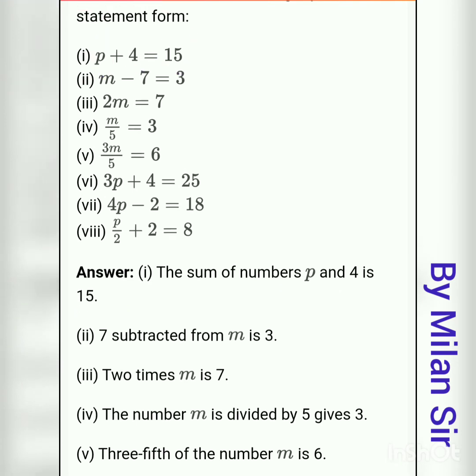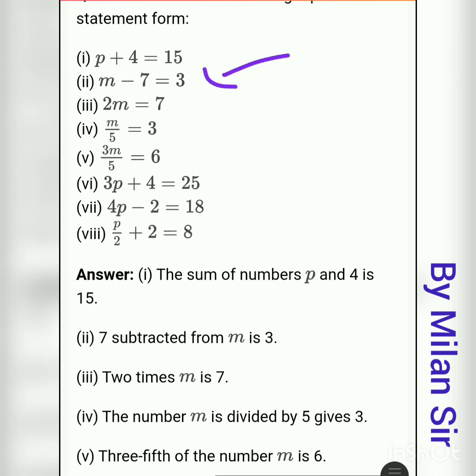Okay, second, m minus 7 is 3, so we can write 7 subtracted from m is 3. In subtraction we need to write the reverse, right? First of all we need to write this 7, so 7 subtracted from m is 3. Okay, so 7 subtracted from m is 3.